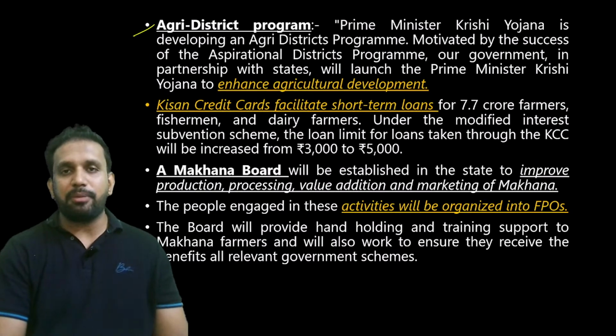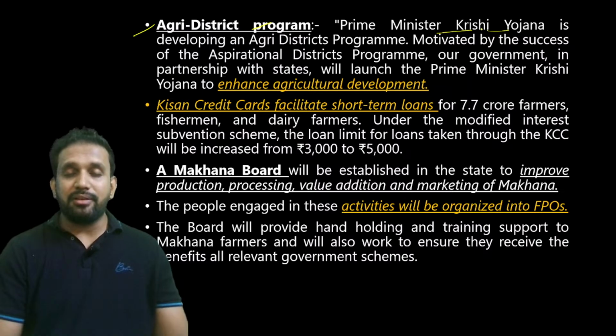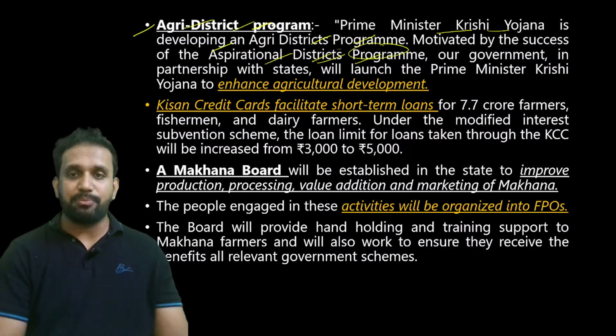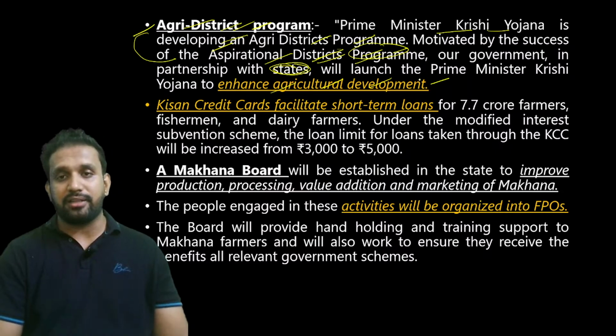Now, another important measure taken by the Government of India in this budget is the Agri District Program. Prime Minister Krishi Yojana is one of the flagship or umbrella schemes, like Krishi Vikas Yojana, which you might have heard is an umbrella scheme. Under this scheme, the Agri District Program is launched. It is not completely implemented by the central government; the central government is taking the collaborative efforts of the states also. The Agri District Program, inspired by the Aspirational District Program, is launched by the central government in partnership with the states to enhance agriculture development, including the various backward and forward linkages of agriculture.